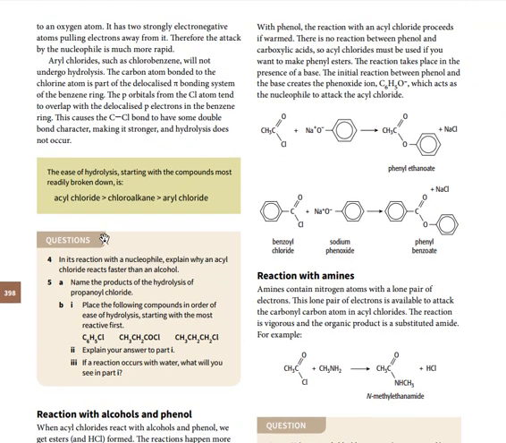So now let's visualize the next one. The ease of hydrolysis, starting with the compound most readily broken. You need to know this ease of hydrolysis. Acyl chloride is going to be greater than chloroalkane, is going to be greater than aryl chloride. So this is the ease of hydrolysis of any molecule. So this is how easy it is for you to hydrolyze a molecule. You need to know that acyl chlorides are very easy to hydrolyze. Then the next ones are chloroalkanes, and then the last ones are aryl chlorides, the chlorides of the benzene ring.